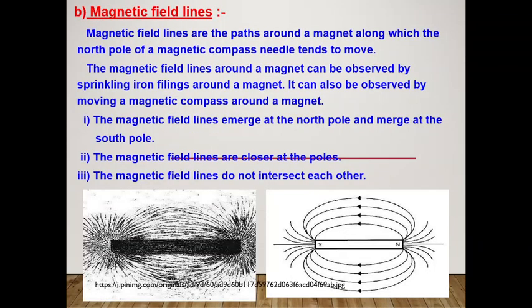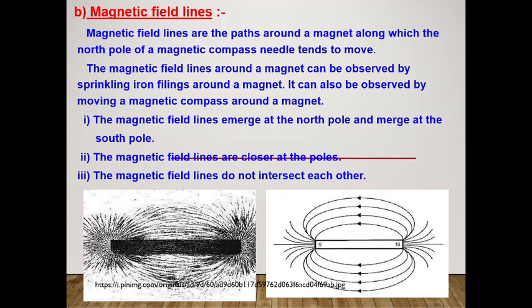Magnetic field lines, let's talk right now about this. Magnetic field lines are the path around a magnet along which the north pole of a magnetic compass needle tends to move. The magnetic field lines around a magnet can be observed by sprinkling iron filings around a magnet. It can also be observed by moving a magnetic compass around a magnet.